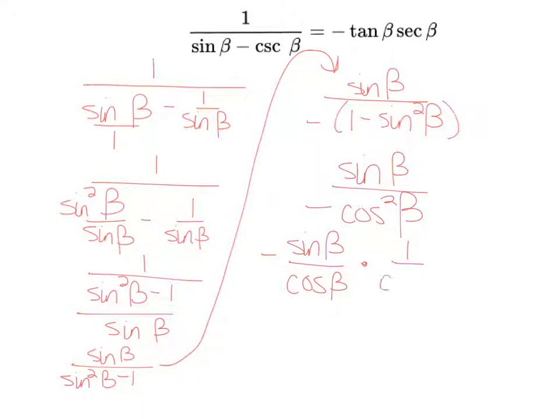And we're going to do the cosine squared beta as cosine beta times cosine beta, both in the denominator, right? So I just sort of split this cosine beta into its two factors. Now, sine beta over cosine beta is tangent beta. And 1 over cosine beta is secant beta, which is what we were going for, okay?